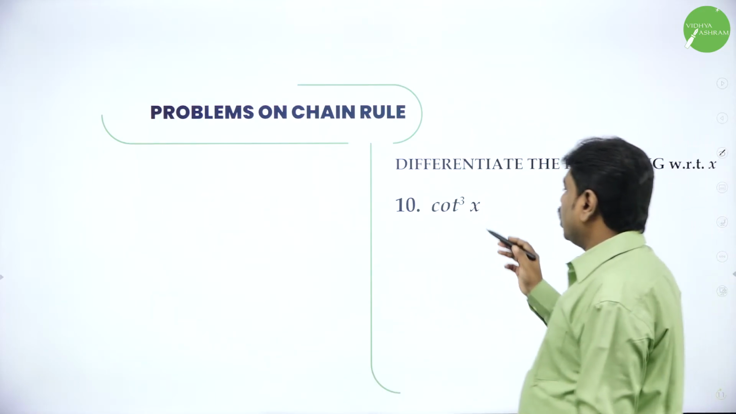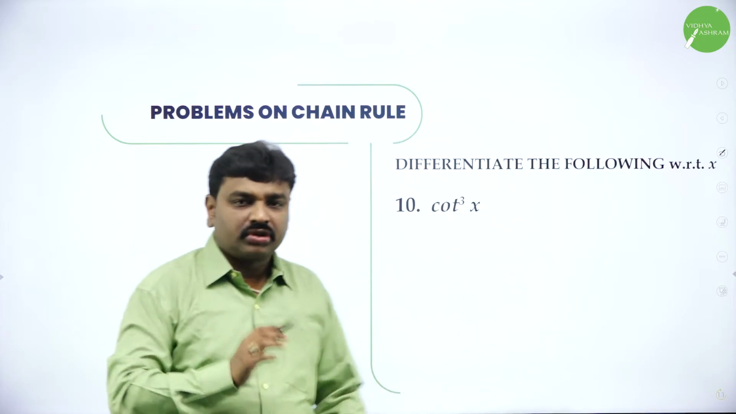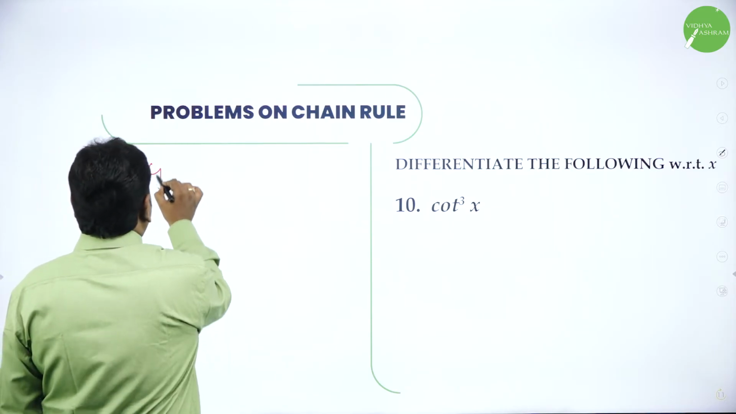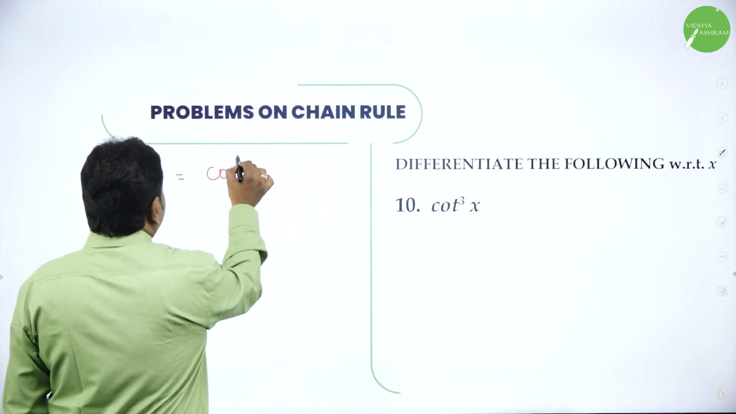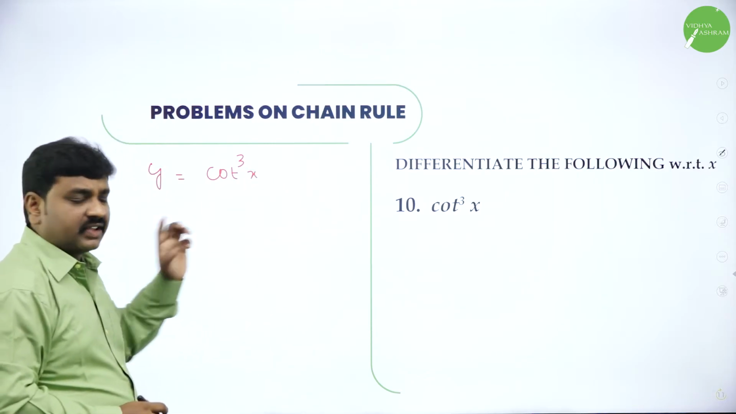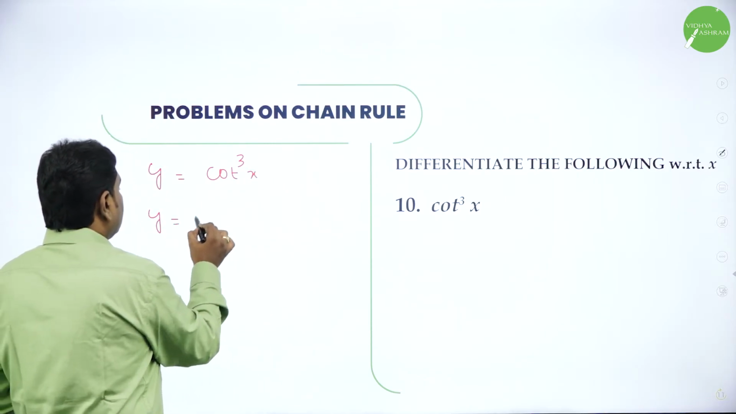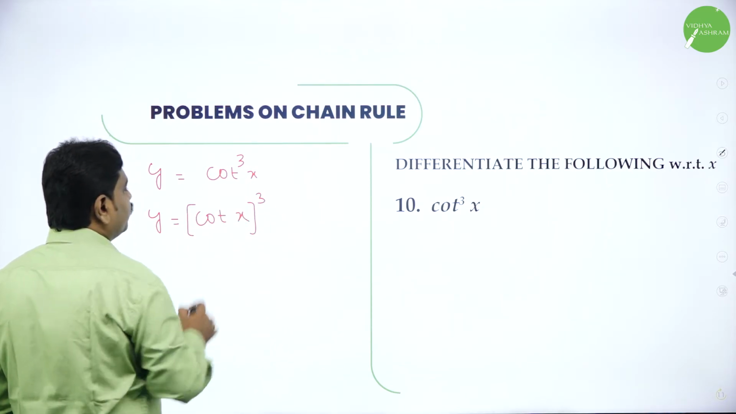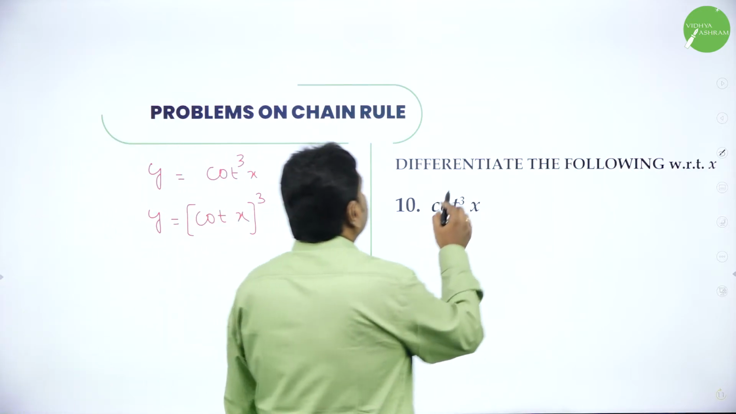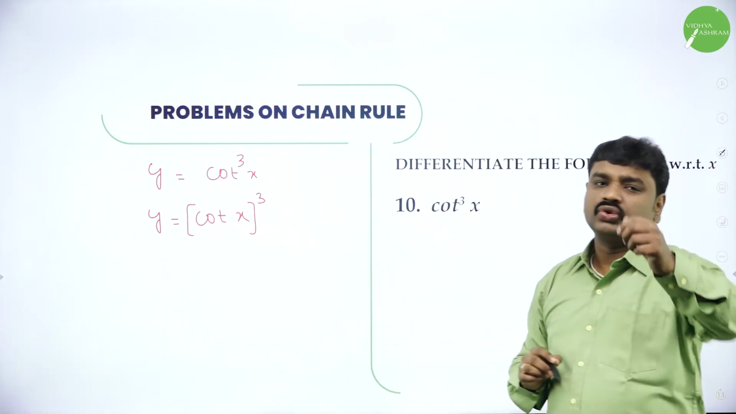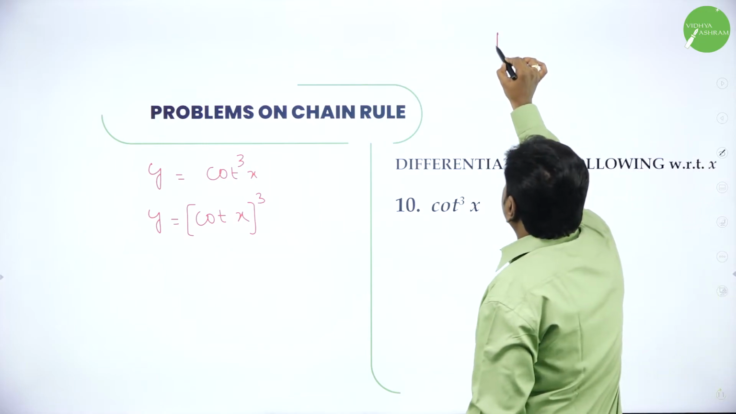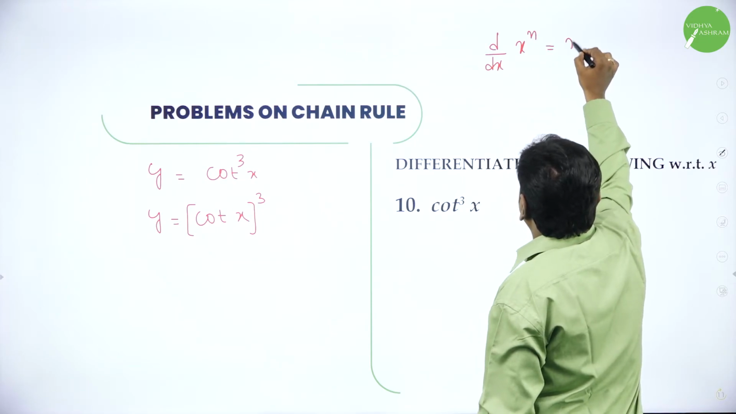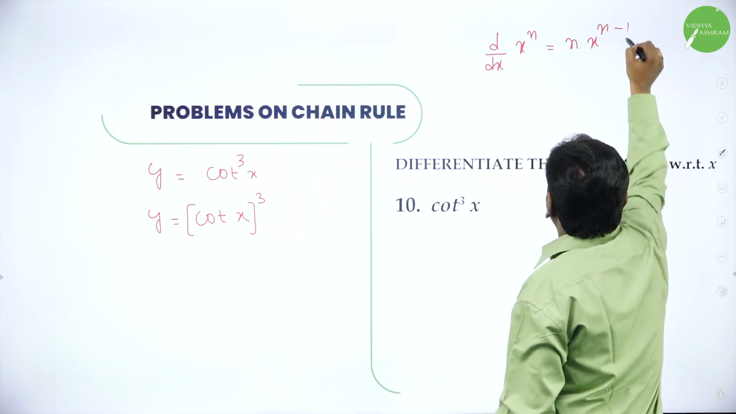Now cot cube x. Good question. In my last class also I taught you this kind of problems as sample problems. So y is equal to cot cube x. So this is given. Can I write this as y is equal to cot x whole cube? All of you know sin square theta can be written as sin theta the whole square. And now before this, what is d by dx of x power n? In the formula list, the very first formula, x power n. What is it? n into x power n minus 1.